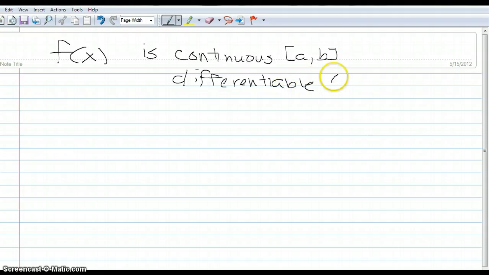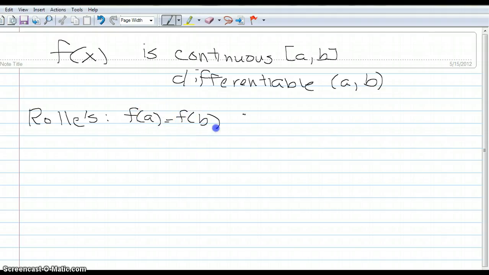But it at least has to be differentiable on the open interval, meaning we don't really care about the endpoints. Most of the time that's not going to matter. Now, for Rolle's theorem, we put this extra condition that the endpoints of the interval, the function has to be equal, meaning f of a has to equal f of b. This is just the same as saying the y values of the graph at a and b are the same.